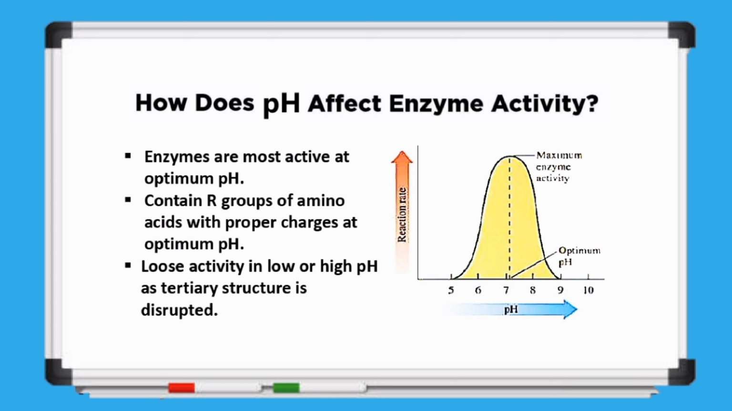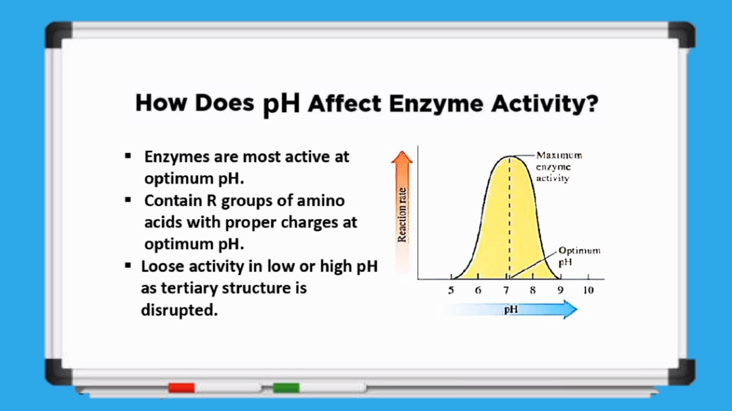Alright, now let's move on to our next topic, which is how pH affects enzyme activity. Enzymes work best at a certain pH, and we call this their optimum pH. This is the pH level where the enzyme is most active and works the fastest. Every enzyme has its own optimum pH, some prefer acidic conditions, while others work best in neutral or alkaline environments.